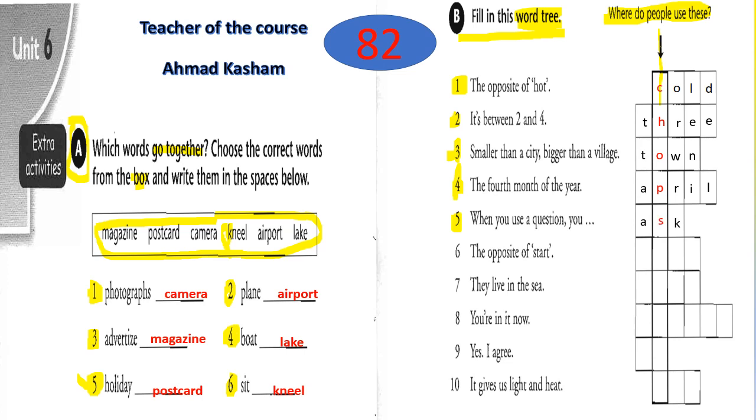Now, number 6, the opposite of start. We have more than one word, but according to the number of squares here, the most suitable one is stop. We have finished, but it's not suitable according to the number of spaces, and also we have end. Number 7, they live in the sea. Of course, they are the fish. Number 8, you're in it now.